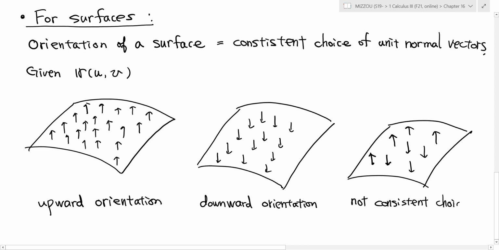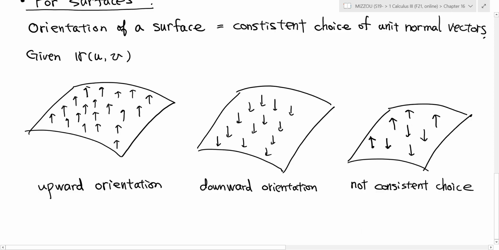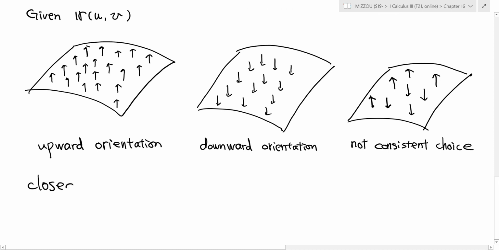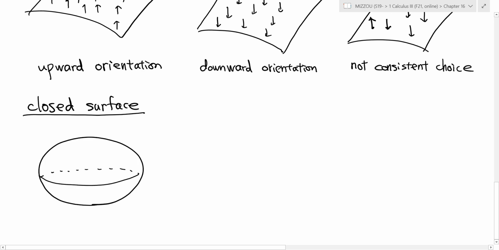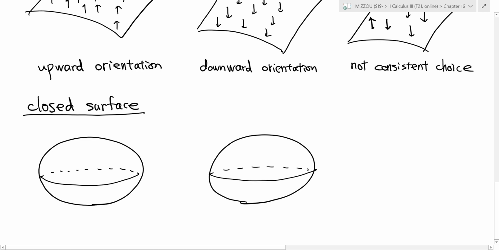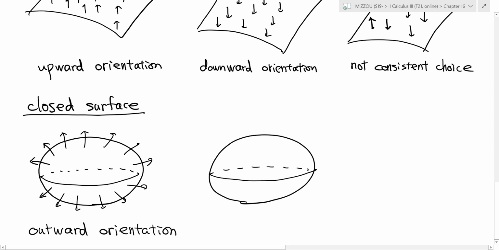Of course, there's a more rigorous mathematical way of defining what is meant by a consistent choice, but for the sake of this course, this is enough. Just know it intuitively, like this picture. And that means if you have a closed surface, what is a closed surface? A closed surface is like a sphere, so that you have both inside and outside. If you are trapped inside, you cannot get out. That's what closed means. For a closed surface like a sphere, there are two different orientations. One is unit normal vectors at each point pointing outside, or so to speak, outward orientation. And the other orientation is inward.